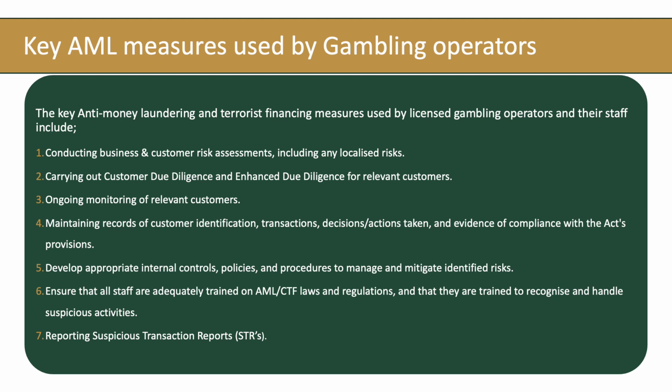There are lots of tools and measures gambling operators can use for anti-money laundering purposes. But the key measures include conducting business and customer risk assessments, including localized risks, carrying out customer due diligence and enhanced due diligence for relevant customers, ongoing monitoring of relevant customers, maintaining records of customer identification, transactions, decisions, actions taken, and evidence of compliance with the Act's provisions. Develop appropriate internal controls, policies, and procedures to manage and mitigate identified risks. Ensure that all staff are adequately trained on AML/CTF laws and regulations, and that they are trained to recognize and handle suspicious activities. And reporting suspicious transaction reports, or STRs in short.